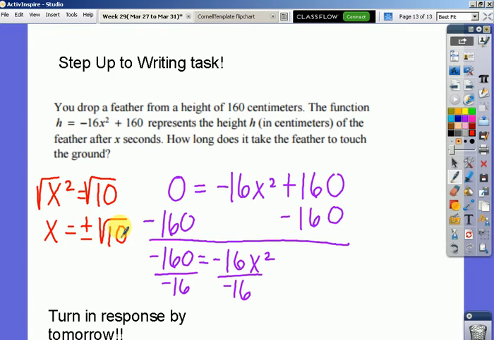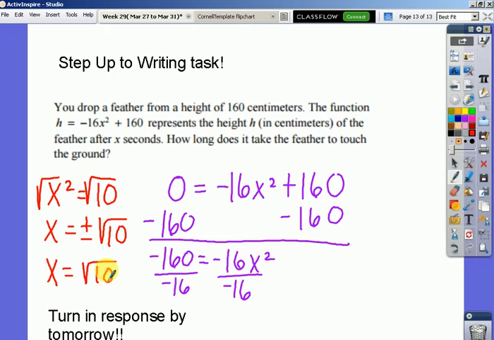Is it going to be both answers or just one of them? Just one. Which one? The positive. Why the positive? Right. It doesn't take negative seconds. We're not looking at negative time. In your step up to writing, you need to explain that, right? That we're looking at a time which is always positive.